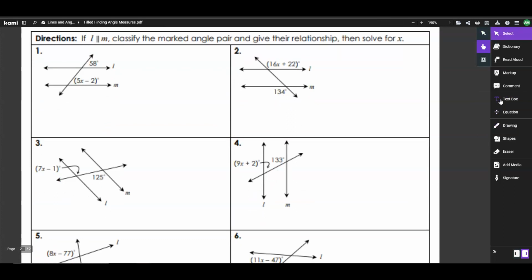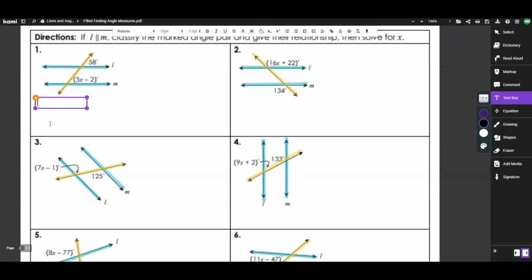So it says to treat L as if it's parallel to M. So we're going to make sure we highlight all of our parallel lines and our transversals. Okay, so the first thing we're going to do on each of these problems is classify the angle relationship. So in this case, we have corresponding angles, and they are congruent. So because they are congruent, we are going to set the two expressions equal to each other. So we're going to have 5x minus 2 is equal to 58.